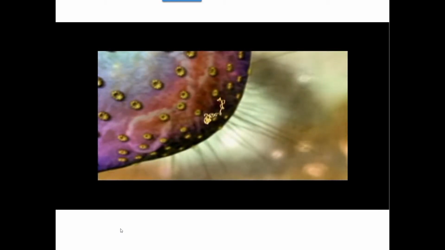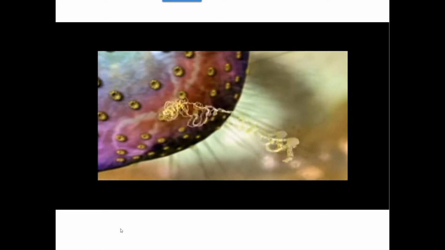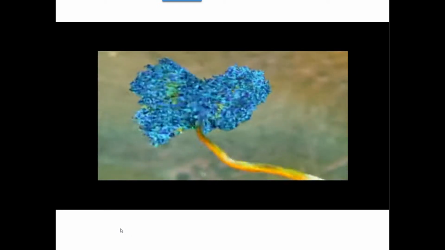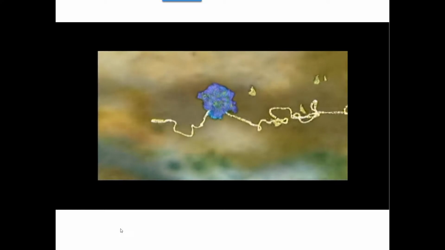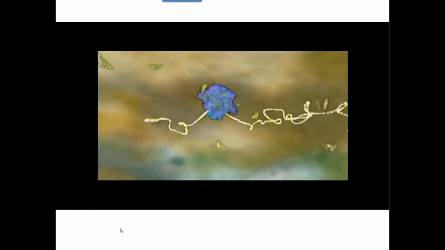Then, in a dazzling display of choreography, all the components of another molecular machine lock together around the RNA to form a miniature factory called a ribosome. It translates the genetic information in the RNA into a string of amino acids that will become a protein.